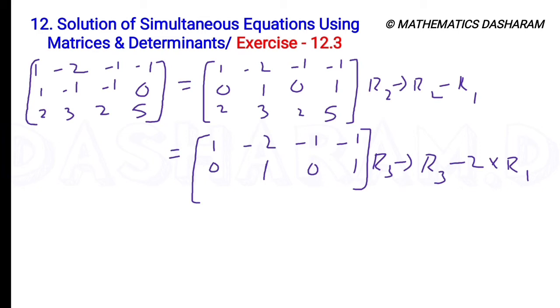So here R3 minus 2 into R1: R3 is 2, 2 into R1, 2 into 1. So 2 minus 2, the answer is 0. In R3, 3 minus 2 into minus 2, so plus 4. So 3 plus 4 is 7. Next in R3, 2 minus 2 into minus 1 is plus 2, so it is equal to 4, and next here 5 minus 2 into minus 1, so 5 plus 2, it is 7. So next we need 1 at this place, but we already got 1.